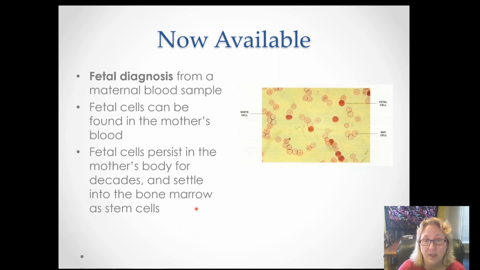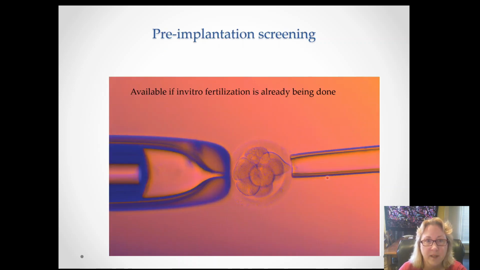But why we would have these non-self cells being able to settle down into the bone marrow and start to produce new cells, and not be attacked by the body as invaders, is really interesting. It just shows how much the mother's immune system is modified to not react to the fetus during a pregnancy. So very interesting, but it also means that we could get a lot more information prenatally.